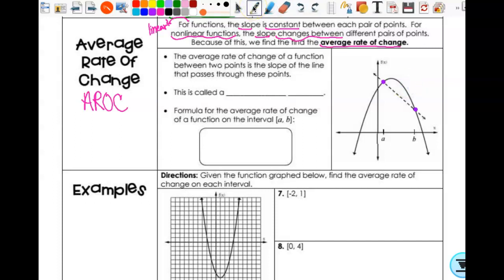So the average rate of change for a function between 2 points is the slope of the line that passes through these points. That should make sense, right? And I just said it when I didn't mean to, so you should be able to tell me what is that line called when it intersects at 2 points? Secant line. This is a secant line.